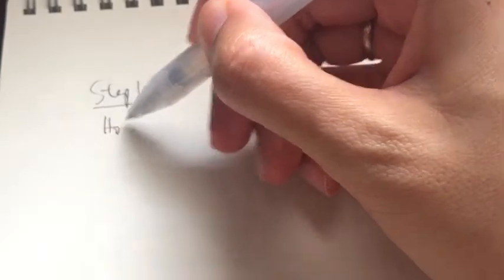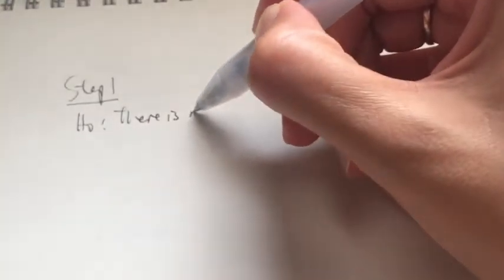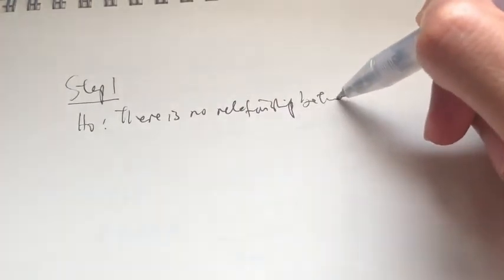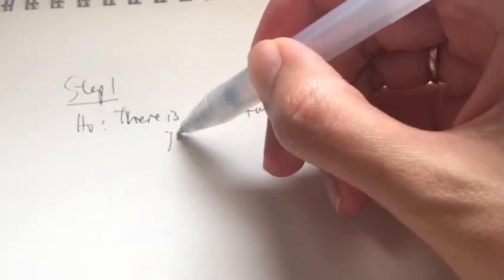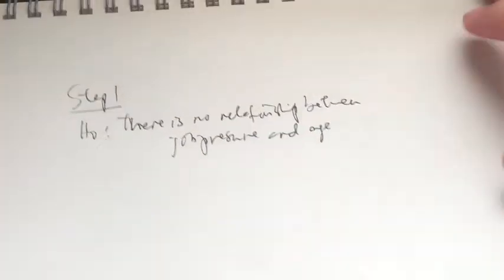Okay, so what is our null hypothesis? Remember, a null hypothesis is stating that there is no relationship between the two qualitative variables. So we can see that there is no relationship between, okay, check back what's the variable in our question, job pressure and age. Okay, well, it's actually age group, but you can put it as age.